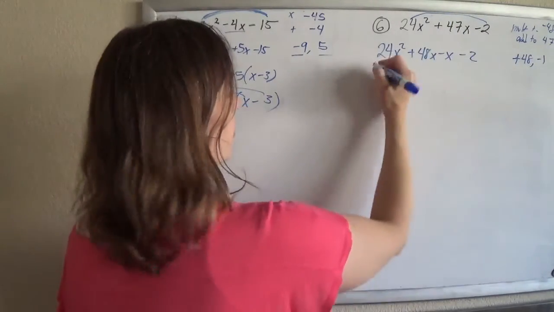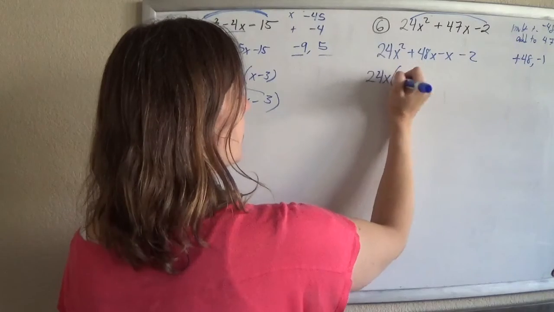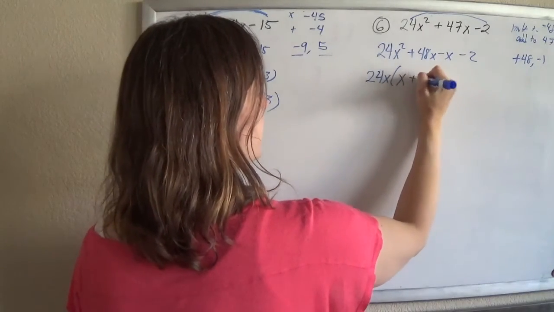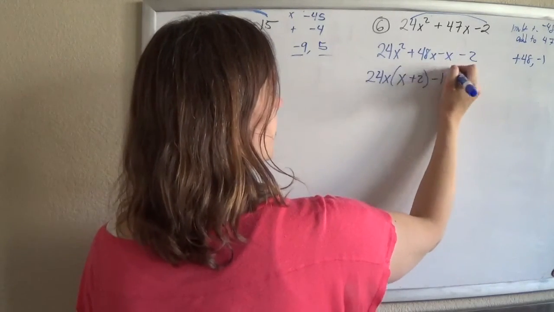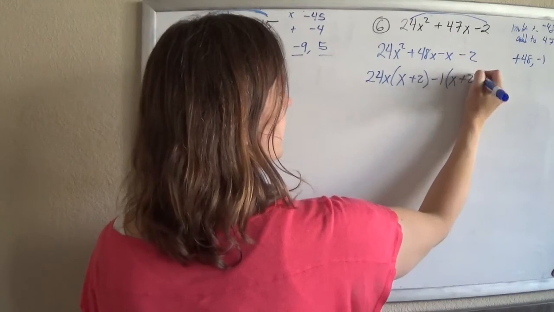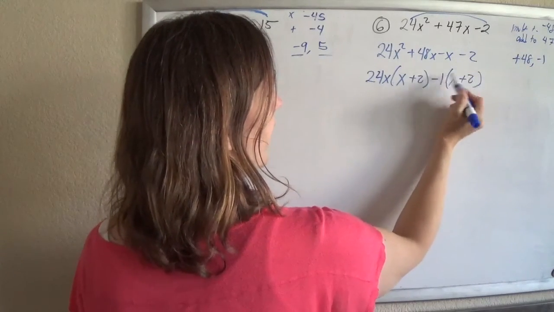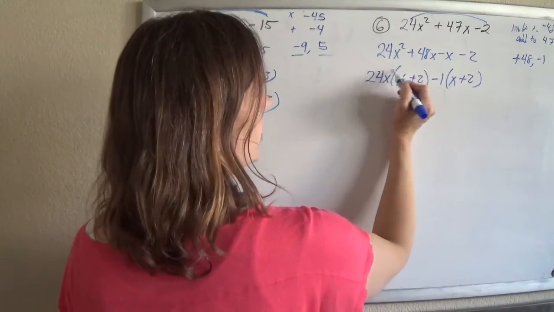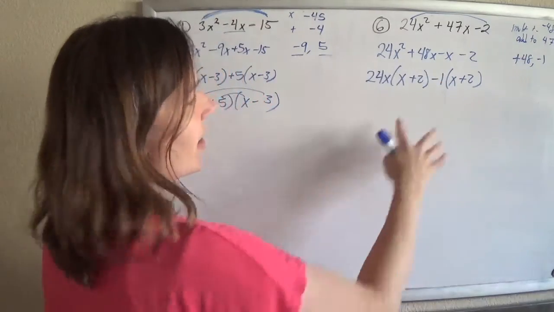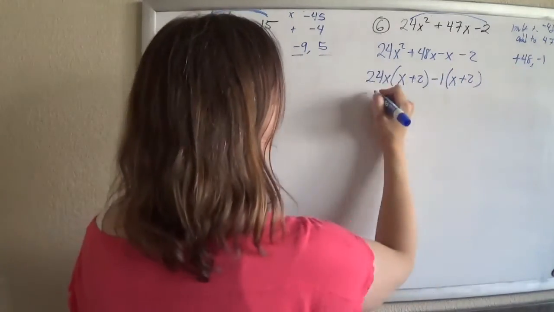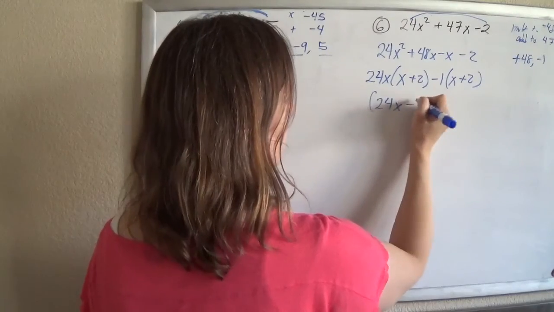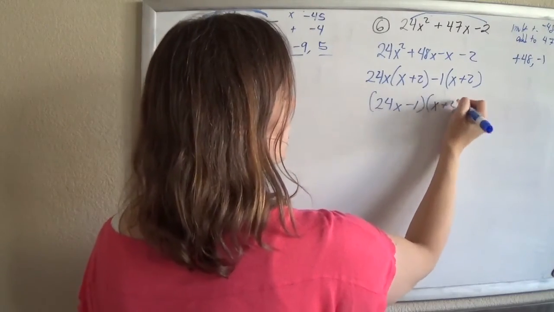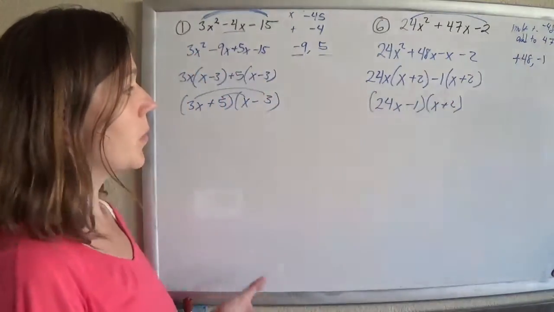So now I'm going to do my grouping. So take out a 24x from both. I'll be left with x plus 2 here. Take out a negative 1 from those. I'll be left with x plus 2 there. So notice when you distribute it back, negative x minus 2, 24x squared plus 48x. Those match. Factor them out of both of those. 24x minus 1 times x plus 2, which is the same thing we got when we guessed and checked.